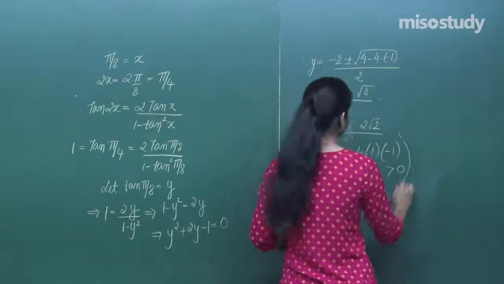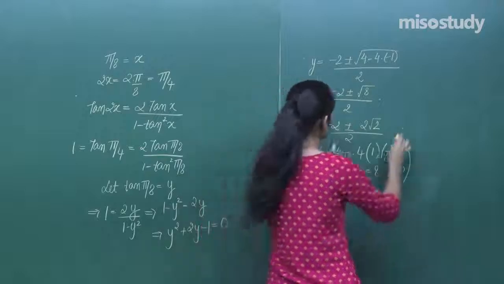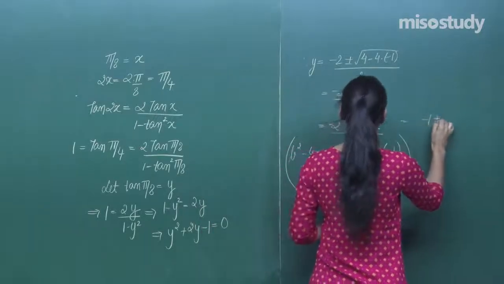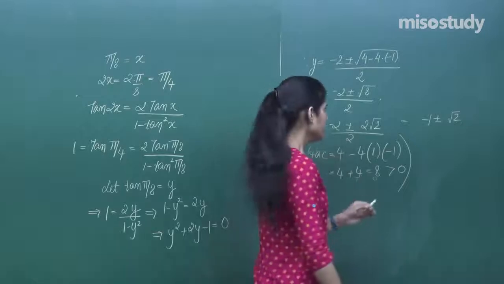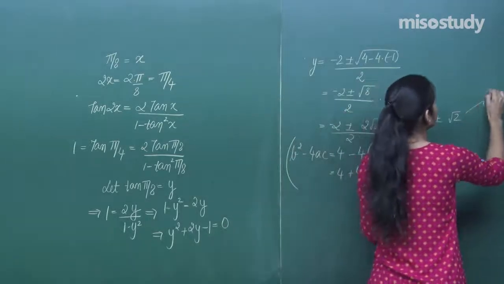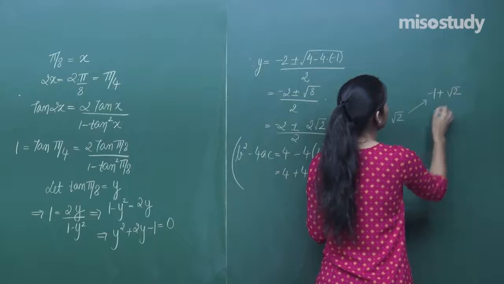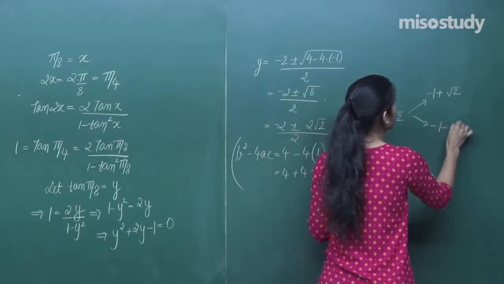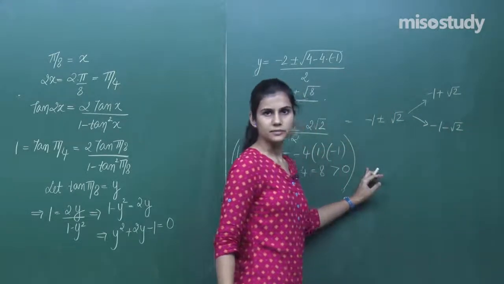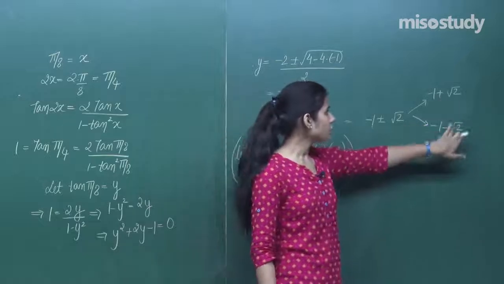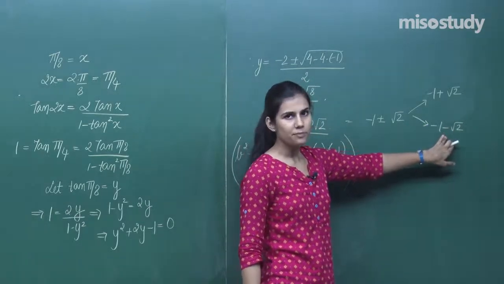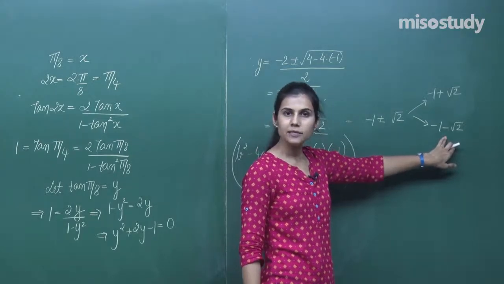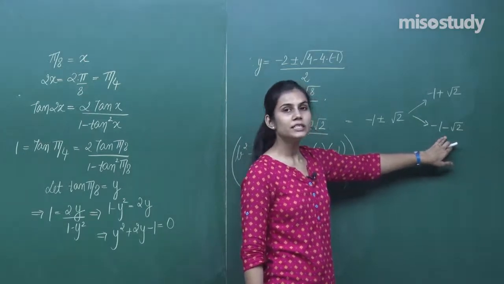the very value of y as what? This is minus 1 plus minus root 2. Now either minus 1 plus root 2 is the answer, or minus 1 minus root 2 is the answer. This is the answer or this is the answer, depends upon what is y. Y is tan pi by 8. Pi by 8 lies in the first quadrant. Tan pi by 8 is positive.